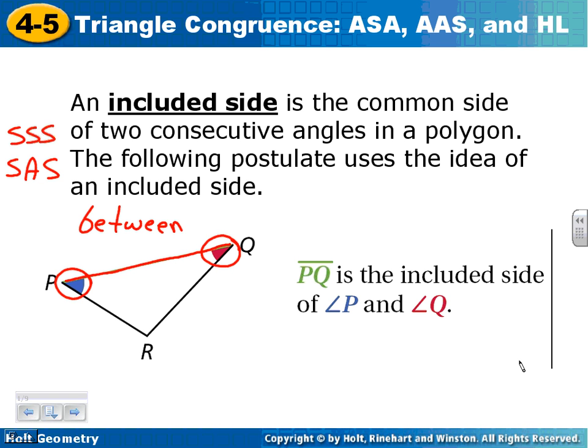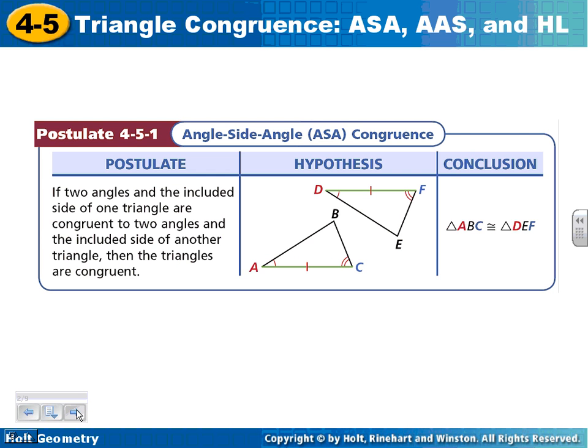In the previous section, we talked about the included angle. And that was my side, angle, side. This time we're talking about the included side. Next slide. And here is my next postulate. Angle, side, angle. If two angles and the included side of one triangle are congruent to two angles and the included side of another triangle, then the triangles are congruent.